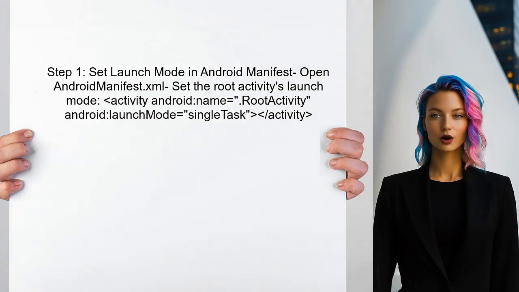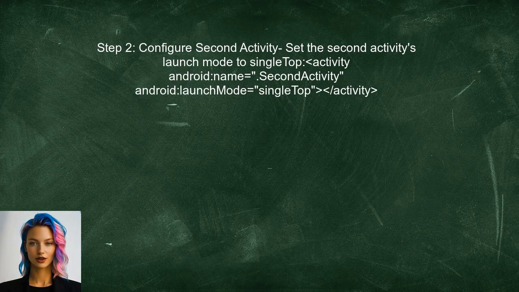To address the user's issue, we need to adjust the launch modes in the Android manifest file. The first step is to set the launch mode of the root activity to single task. Next, the user should ensure that the second activity is set to single top. This allows the activity to be reused if it is already running in the same task.